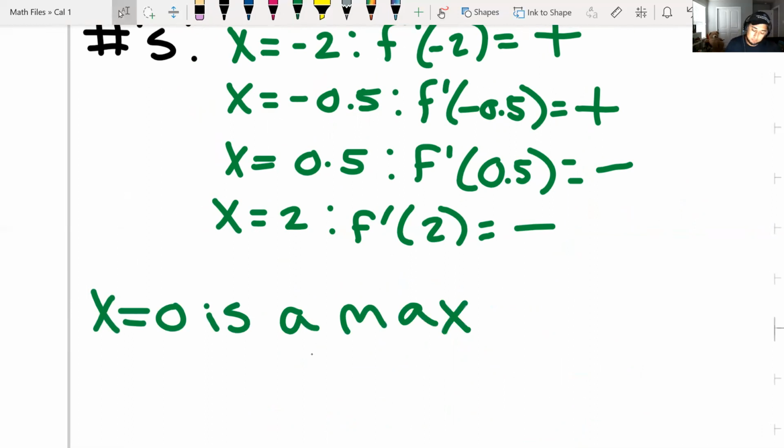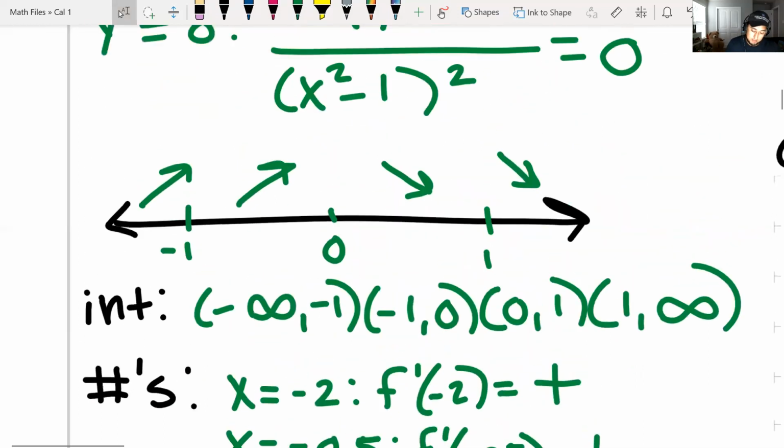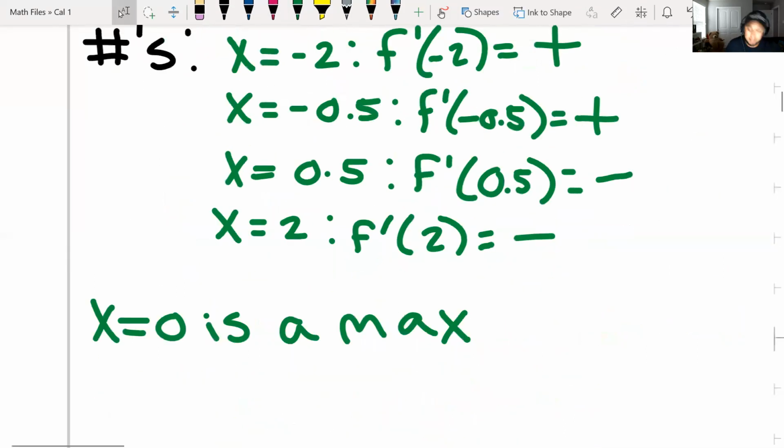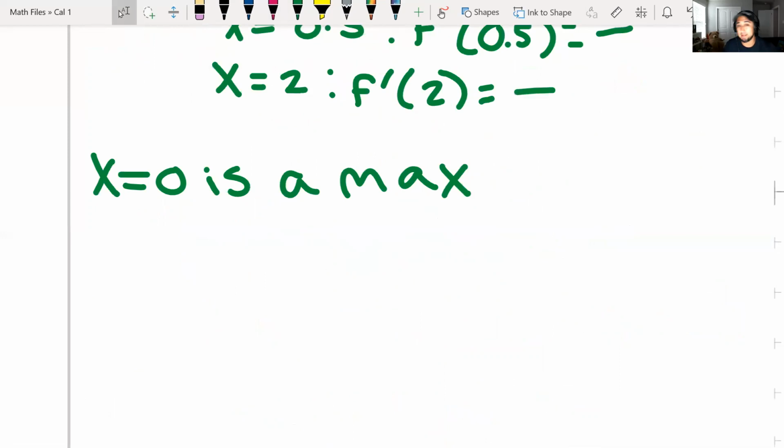Okay. And then let's look at 1. Decrease, decrease. Nothing. 1 is nothing to us. So the only number I get here is that 0 is a max. Okay? All right. So since 0 is a max, we want to find the exact location of the max.